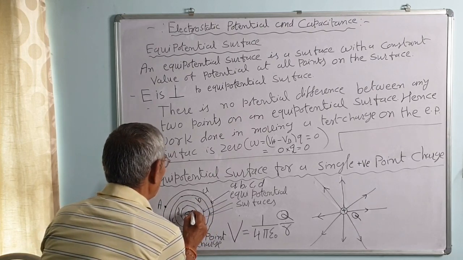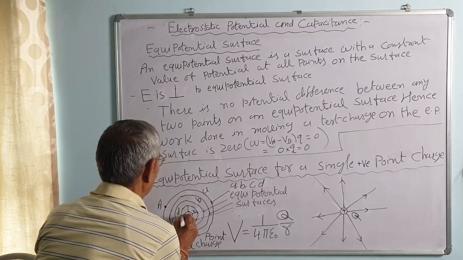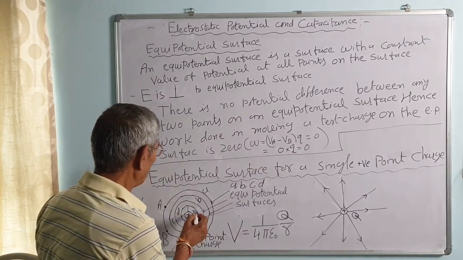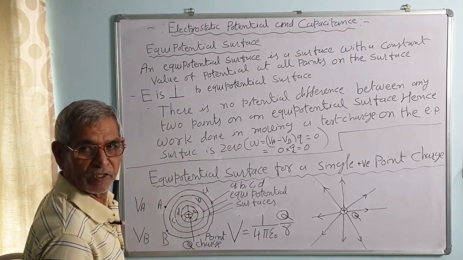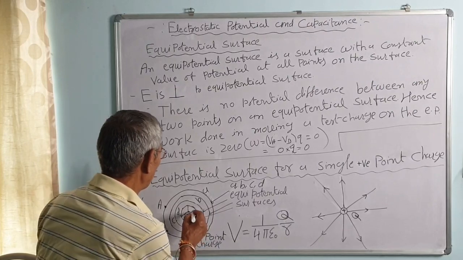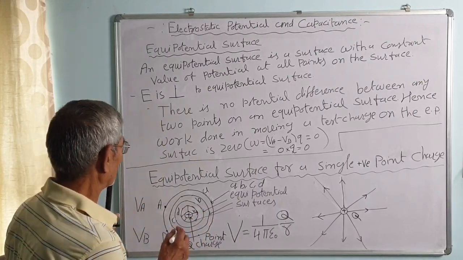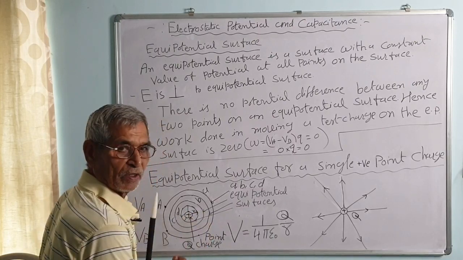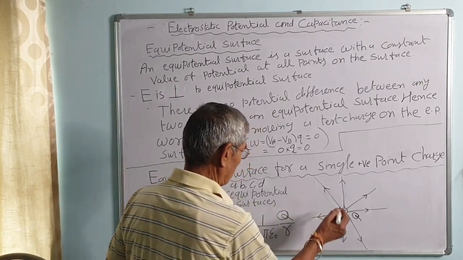That is, this distance, say R1, the potential on this line, all distances will be the same. So, potential on this circle will be the same. So, if we move a test charge over the circle, no work is done. Another point is that the electric field is at right angle to the equipotential surface. We know that electric field lines are normal to the surface.